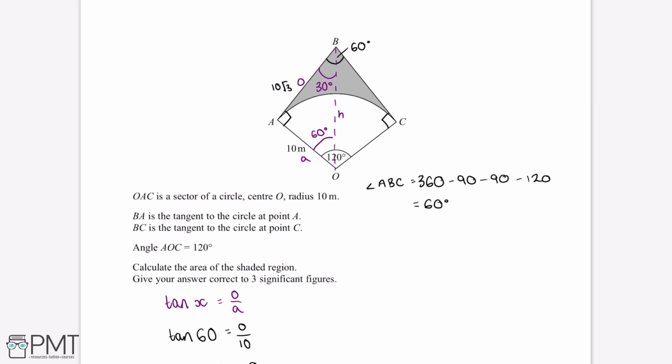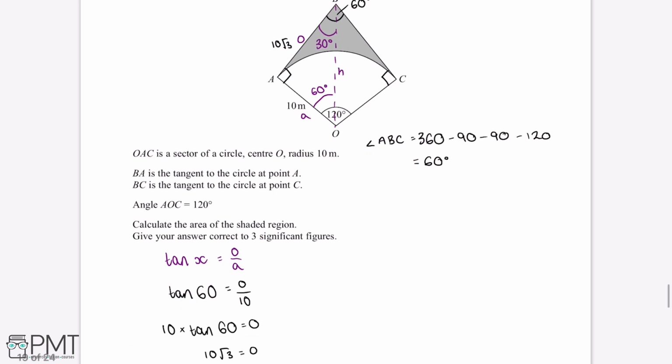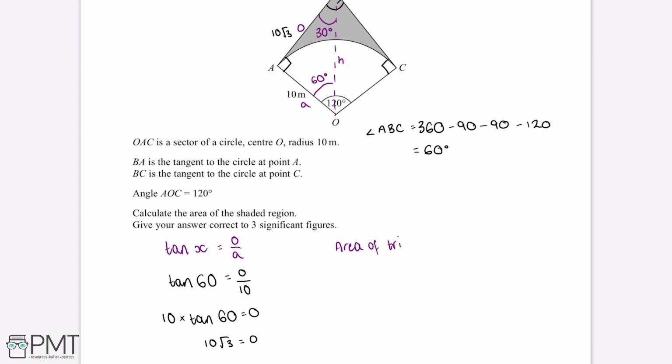Now both of these triangles are exactly the same. They're just reflected down this centre line. So if we work out the area of this left triangle here, we can double it to work out the area of the full quadrilateral. So the area of the triangle is equal to a half base times height. So the length of our base is 10 metres and the length of our height is 10 root 3 metres. So this means our area is equal to a half multiplied by 10 multiplied by 10 root 3. And this gives us a total of 50 root 3 metres squared.